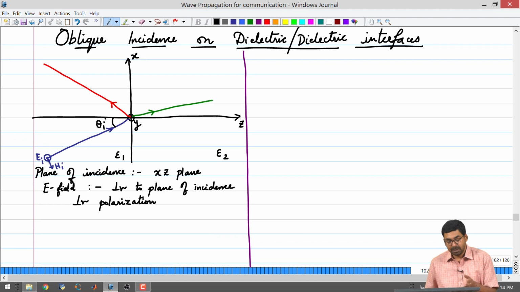Now, because epsilon 1 and epsilon 2 are different, you are going to have an intrinsic impedance mismatch at this boundary. That means your wave is going to get reflected and part of it is going to be transmitted. So, let us start marking the red part, which is the reflected ray.